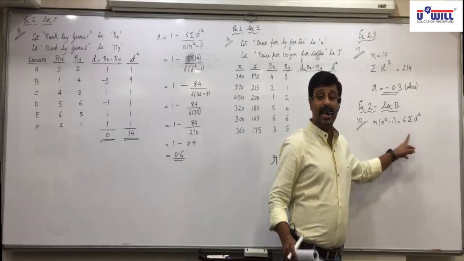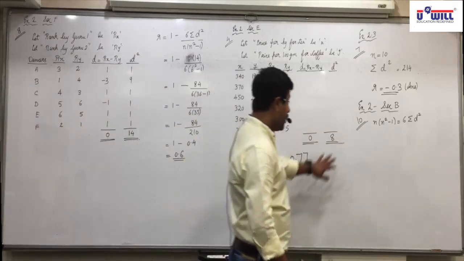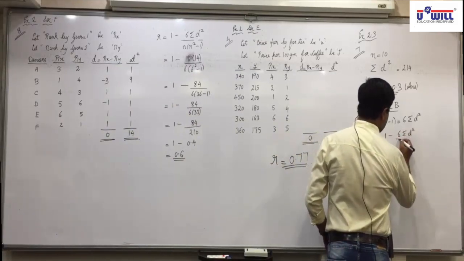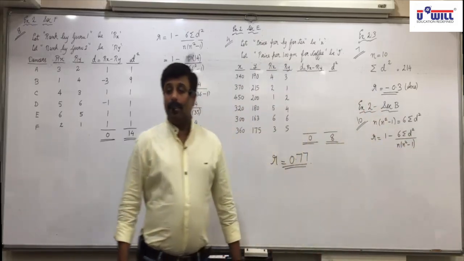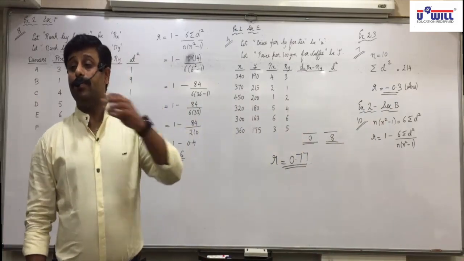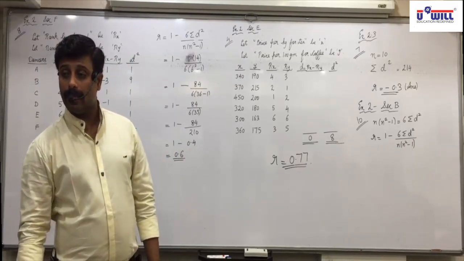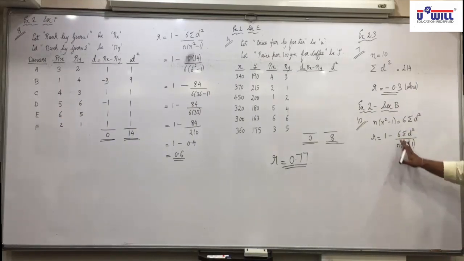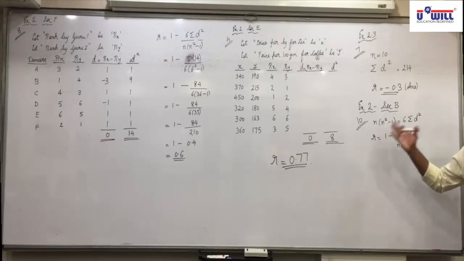Raise your hand who did not understand this language. Then find the value of r. Simply apply the formula and substitute that. r equals 1 minus 6 sigma d square upon n into n square minus 1. What next will we do? Khushi? Yes. In n into n square minus 1, can I substitute 6 sigma d square? Either you do that, or in 6 sigma d square you substitute n into n square minus 1.